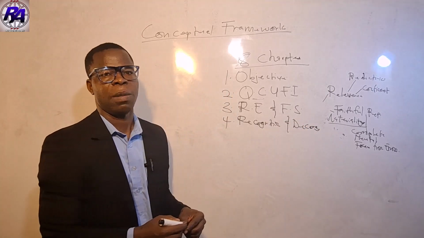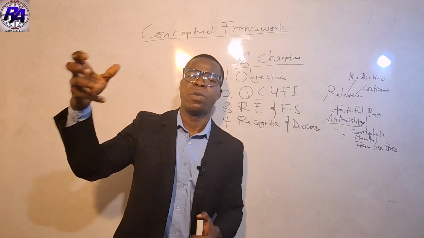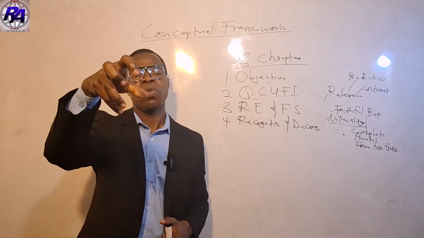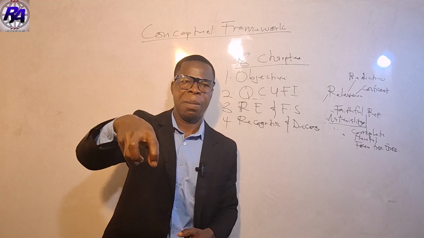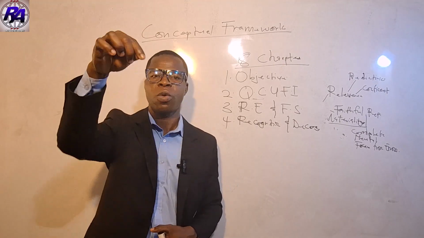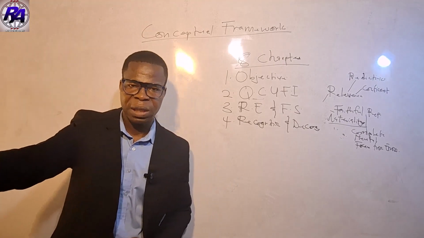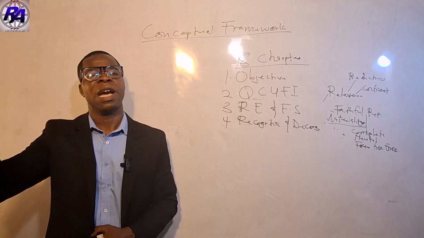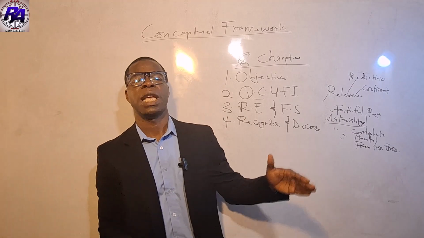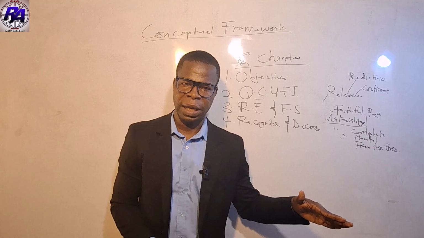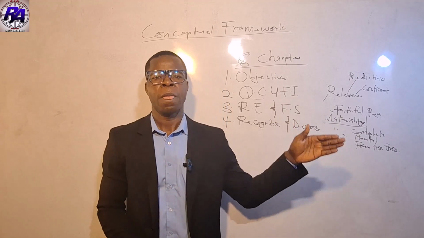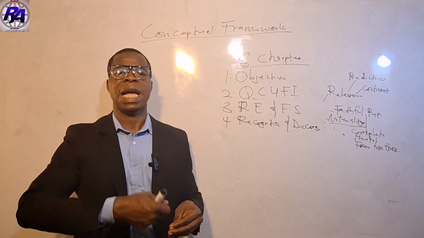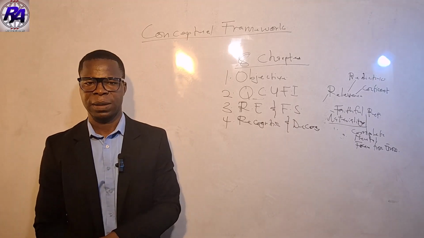So chapter 4 talks about recognition and derecognition. Now, when we talk about recognition, it is when should an entity include a particular item in the books of the entity. The recognition has to do with the conditions, or criteria, such items are supposed to meet before they are being included in the books of the entity. While derecognition looks at the contrary: when should we take such assets out of the books of the entity?